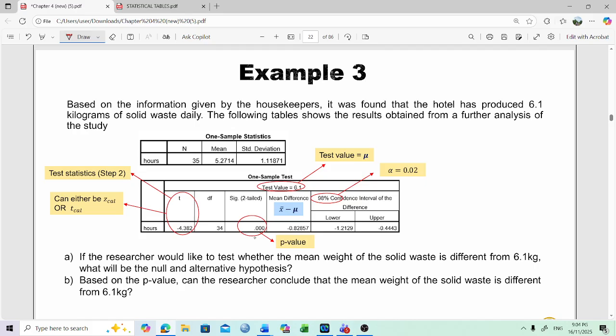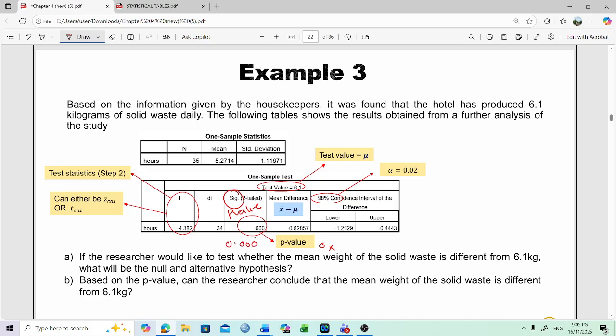One sample means a mean. Later, we will have one mean and two means. So where is the p-value? You look at this one, SIG, for significance value. This is actually your p-value. So the value here, 0.000. You cannot write it as 0. No, this is wrong. You just copy exactly from the output, 0.000. This is the value.